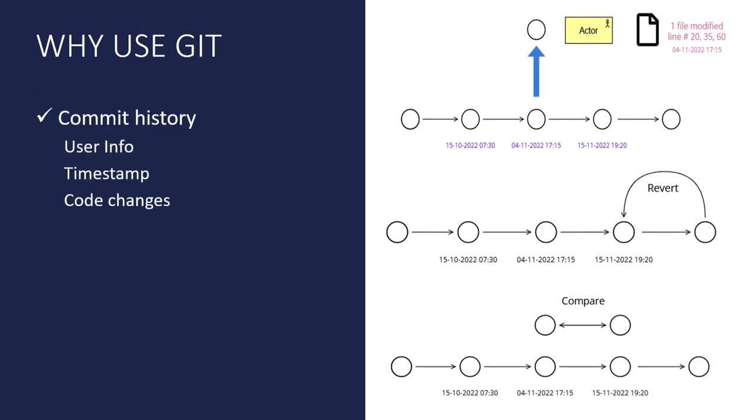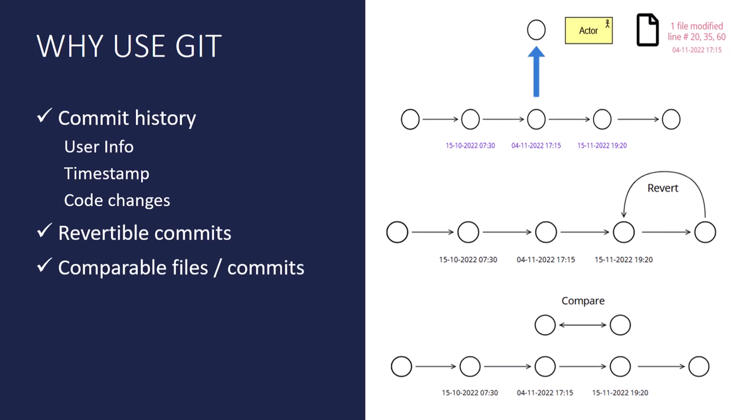A commit is a snapshot of your repository at a specific point in time. All the commit history is preserved in a repository. The user information who committed a code, a timestamp, and the resulting code changes. Commits can be reverted back to a stable state. Moreover, a file can be compared for code changes with its state in a different timestamp.